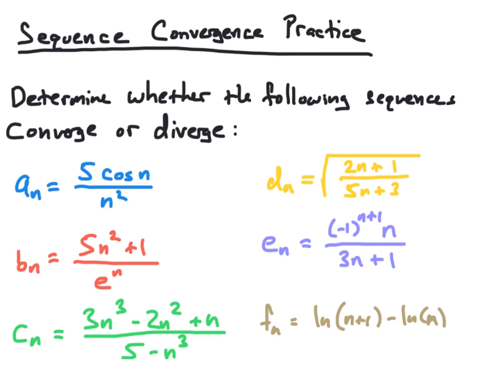It is recommended that you pause the video and try to determine whether each of these sequences converge or diverge on your own first. Then you can resume the video, and the solutions for all six sequences will appear in just a few seconds.